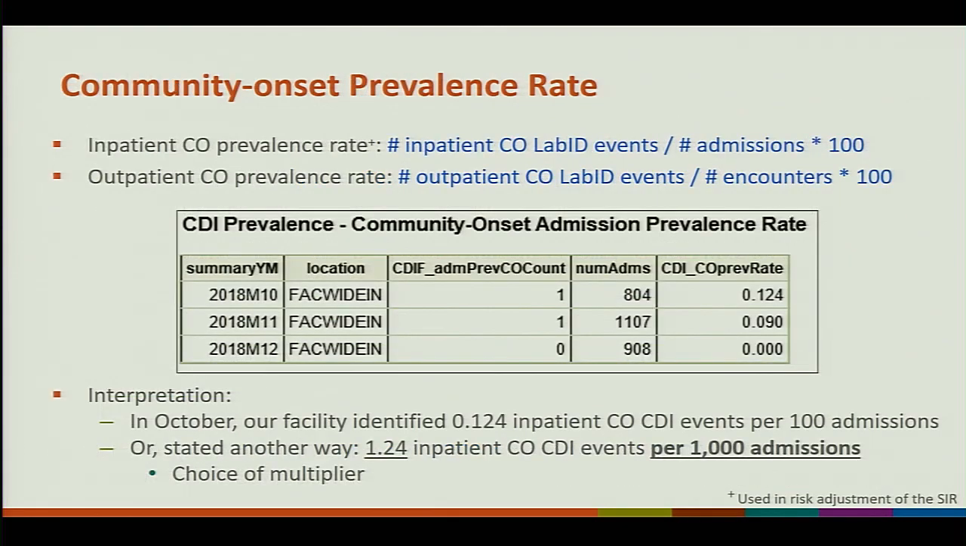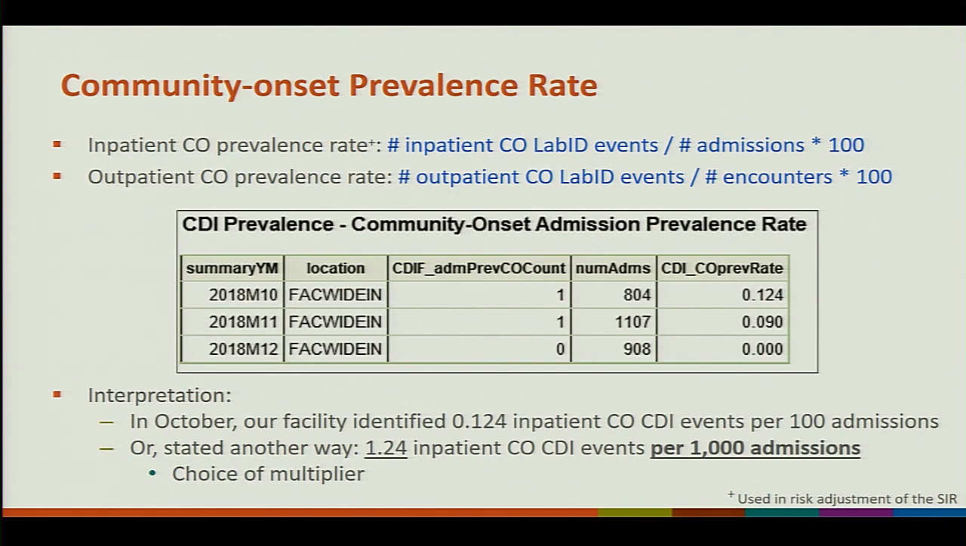Okay, so moving on to the community onset prevalence rate. NHSN provides two types of community onset prevalence rates. One is an inpatient prevalence rate, which is defined as the number of inpatient community onset events divided by the number of admissions and multiplied by 100. And then we have an outpatient community onset prevalence rate. This will be used mostly for your EDs and your 24-hour observation units, and that rate uses the number of encounters as the denominator.